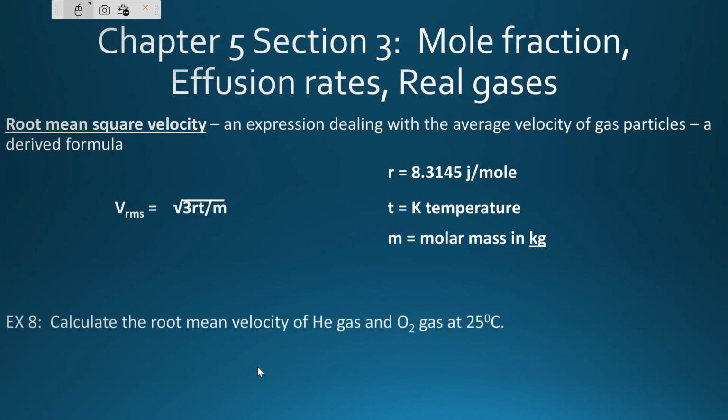Okay, so let's take a look and calculate the root mean square velocity of helium and oxygen gas when we're at 25 degrees Celsius.